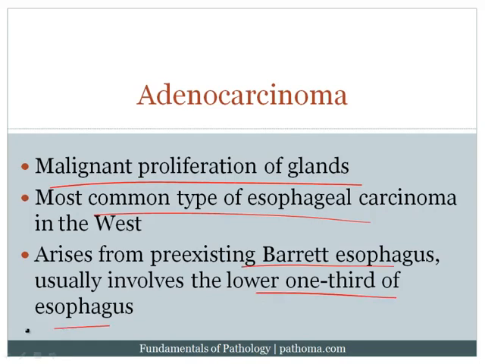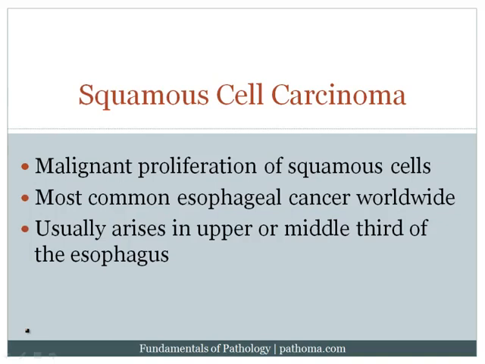Now, the second type of esophageal carcinoma is squamous cell carcinoma. This is a malignant proliferation of squamous cells, and it is the most common esophageal cancer worldwide. Usually arises in the middle or upper third of the esophagus.